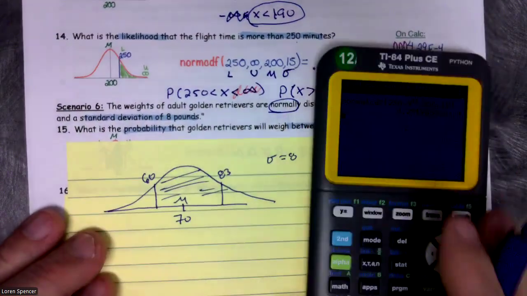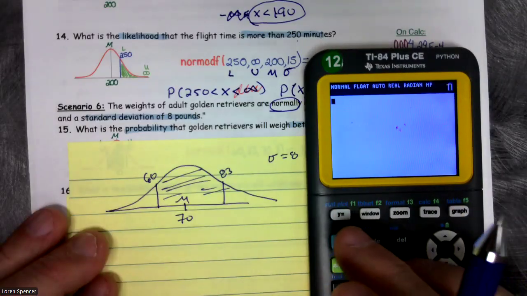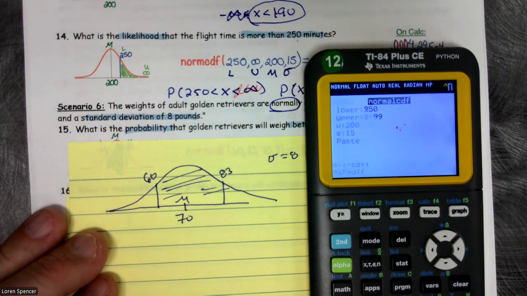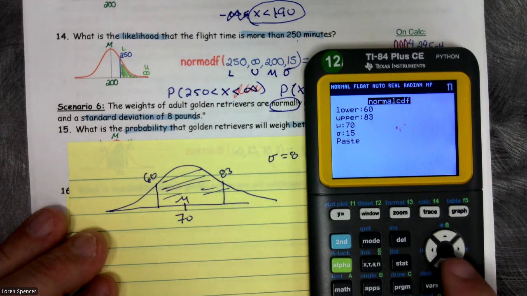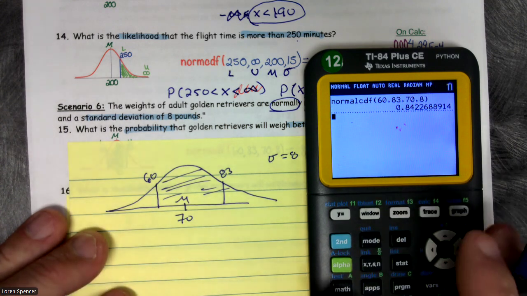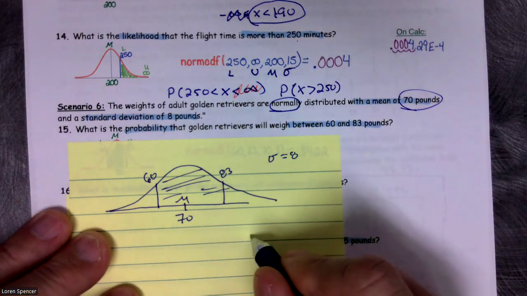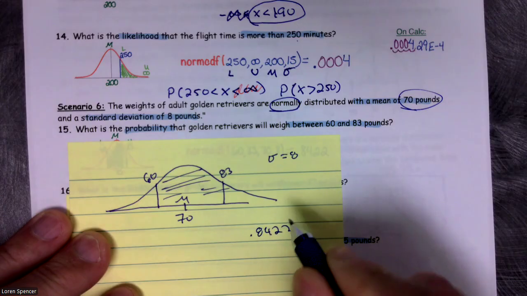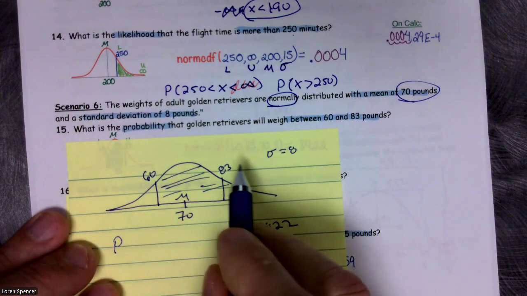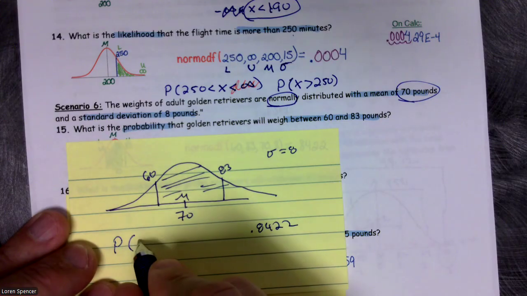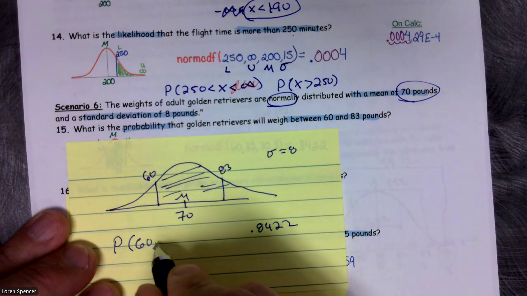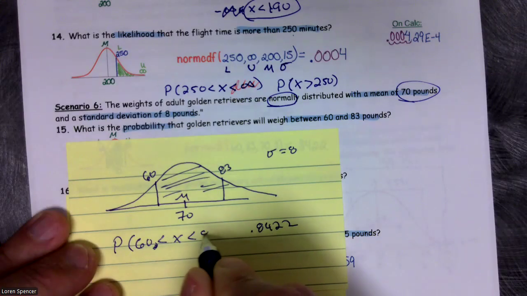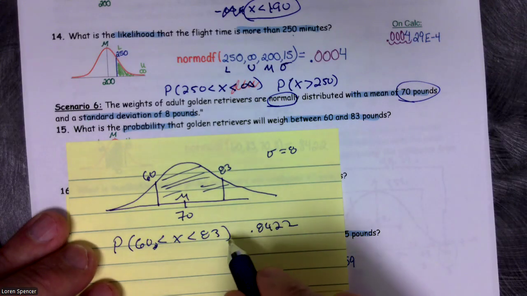So once again, this is going to be a norm CDF, and we'll use the LUMO. So second vars, norm CDF. Lower part of my shading is 60. The upper part of my shading is 83. My mean is 70. And my standard deviation was 8 for the dogs. And we get 0.8422. My probability statement is, what was my lower? Well, my lower was 60. Probability of 60 is less than X is less than my upper bound of 83.